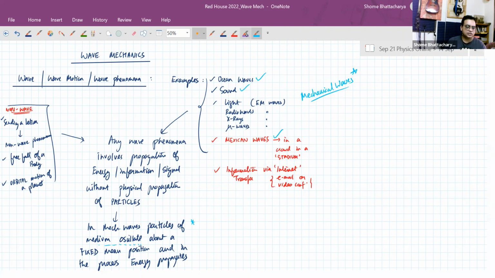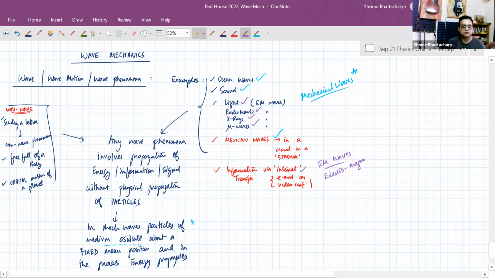Whereas the examples like this that we have taken, visible light, radio waves, X-rays, microwaves, most of the processes involved in transfer of information by the internet, these all will involve electromagnetic waves, where basically it is electromagnetic oscillations taking place through space. Instead of particles oscillating, it is electromagnetic oscillations, which is why, as you know, electromagnetic waves do not require a physical medium. They propagate through space. So light propagates through space. X-rays propagate through space. Radio waves propagate through space, whereas sound waves do not.